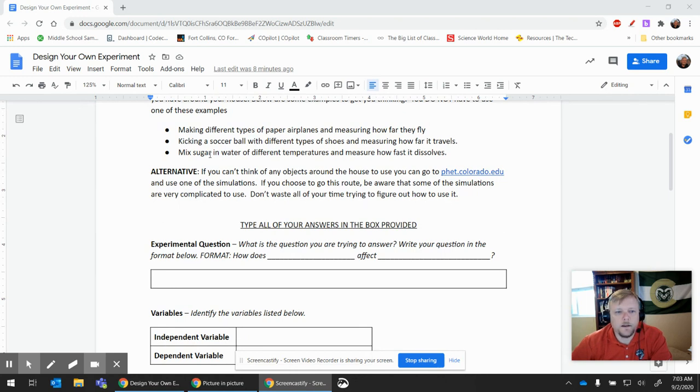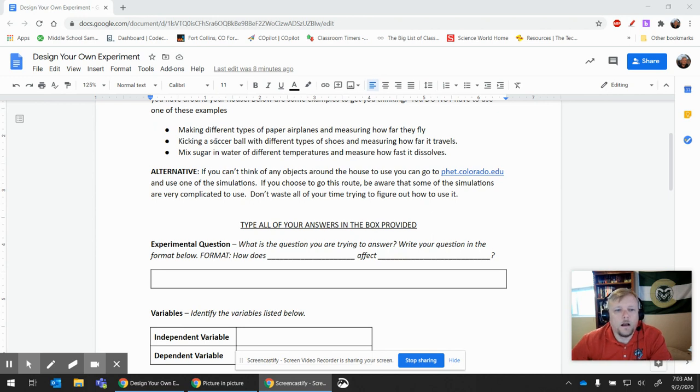So some ideas I thought of was making different types of paper airplanes and measuring how far they fly, kicking a soccer ball with different types of shoes and measuring how far it travels, or mixing sugar in water of different temperatures and measuring how fast it dissolves.